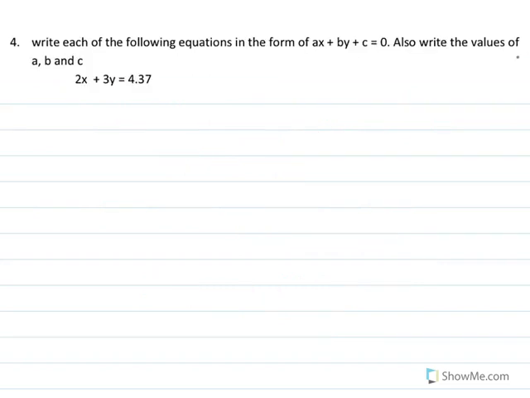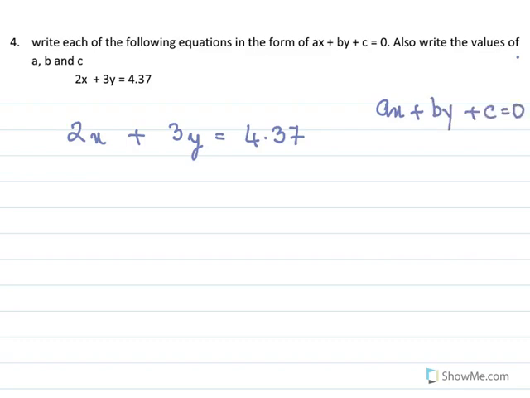Write each of the following equations in the form ax plus by plus c equal to 0, and also write the values of a, b and c. So the first given to us is 2x plus 3y equal to 4.37, and we have to write it in the form of ax plus by plus c equal to 0. So we write it 2x plus 3y. This has to be taken on the other side, so we have minus 4.37 equal to 0.